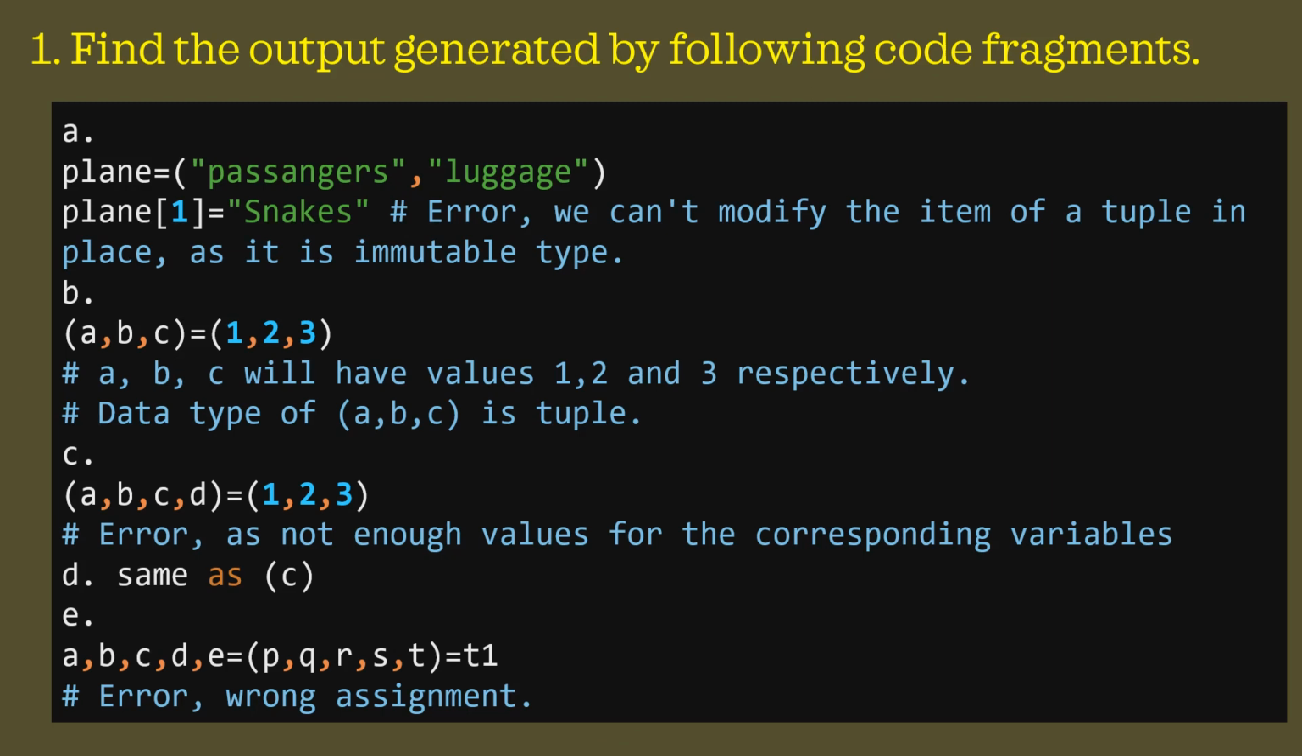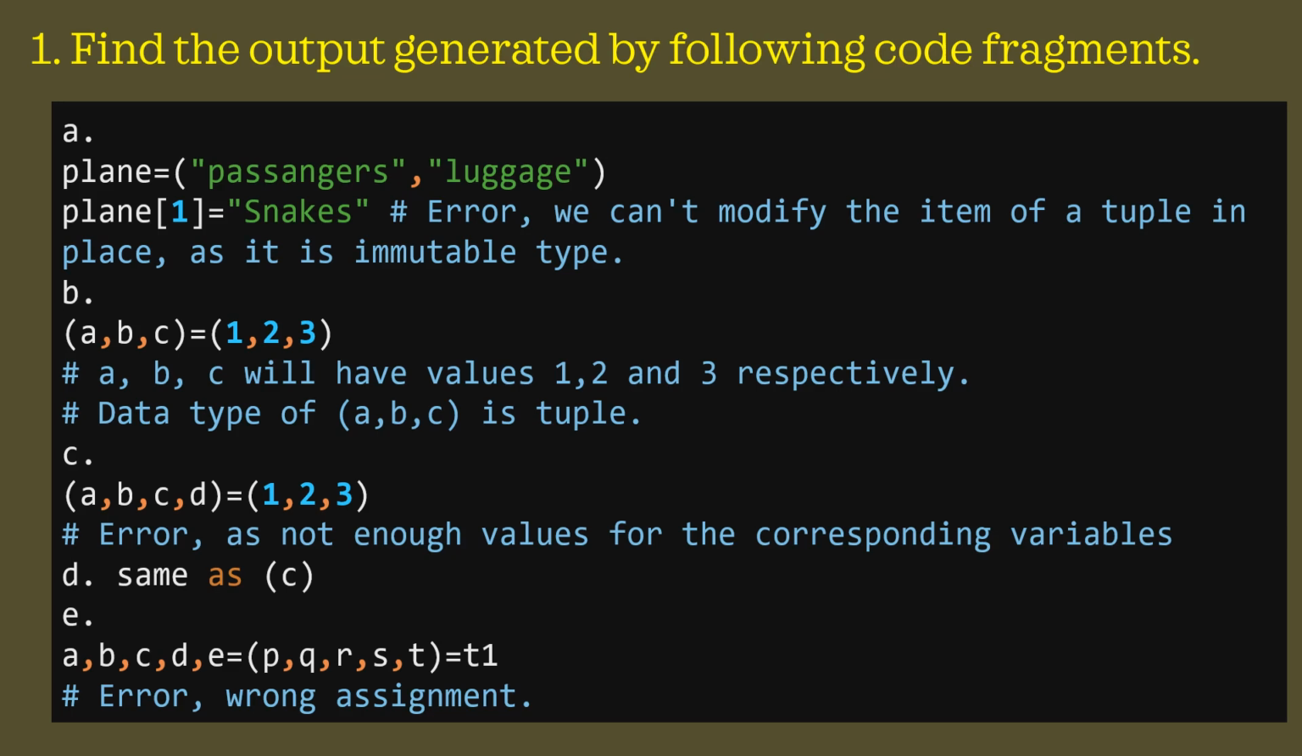First one: plane is a variable which is assigned with a tuple having two values, passengers and luggage, at index number 0 and 1 respectively. Now we are assigning a new value to index number 1. This is not possible in the case of a tuple because tuple is an immutable data type, so it will not allow you to modify any item in place.